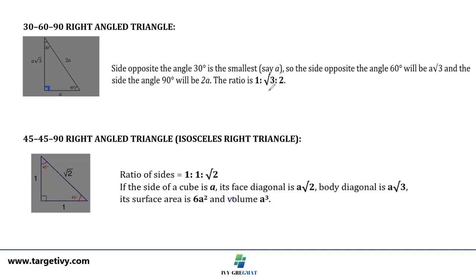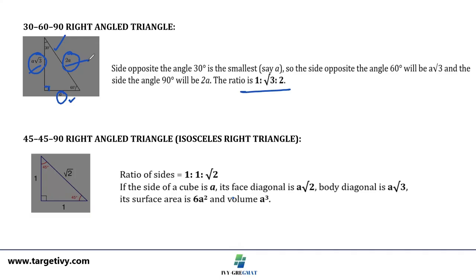The ratio of the sides will be 1 is to root 3 is to 2. So if this is A, this will be A root 3, and this is going to be twice A. For our convenience, we are understanding this; we don't have to derive a formula here. So in a 30, 60, 90 right angle triangle, again I am repeating, if the side opposite to 30 degrees is 1, then the side opposite to 60 degrees will be root 3. The side opposite to 90 degrees will be twice of A.